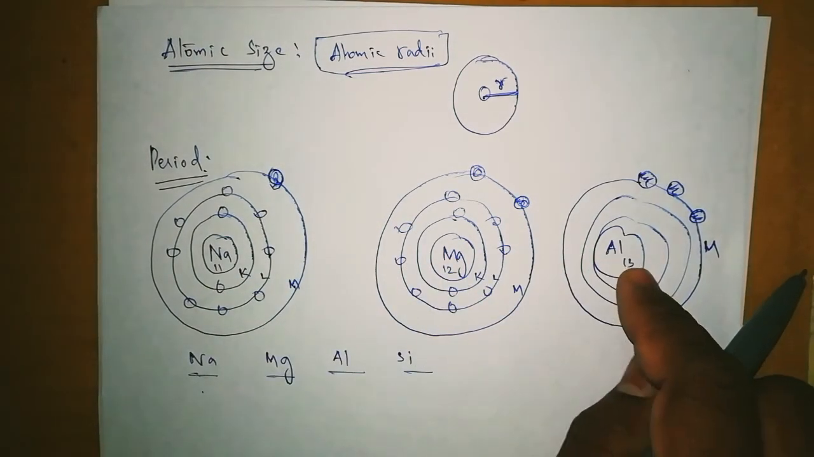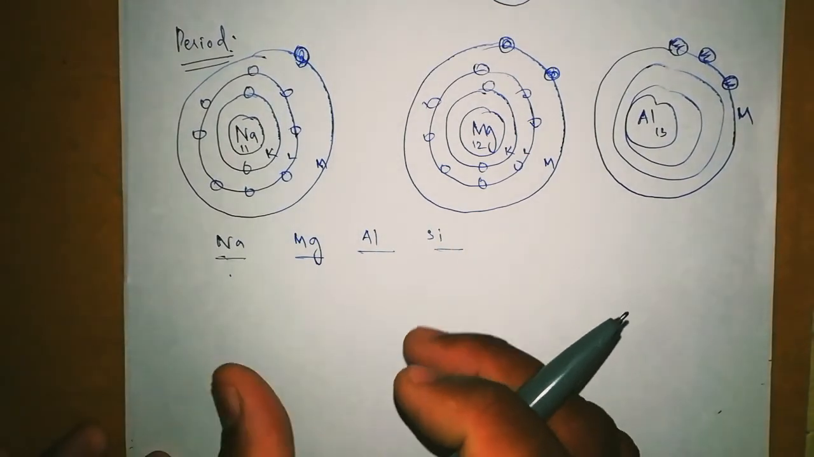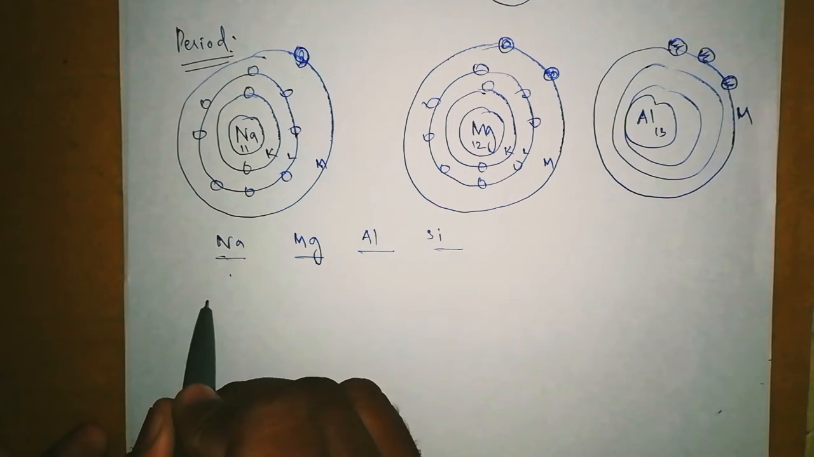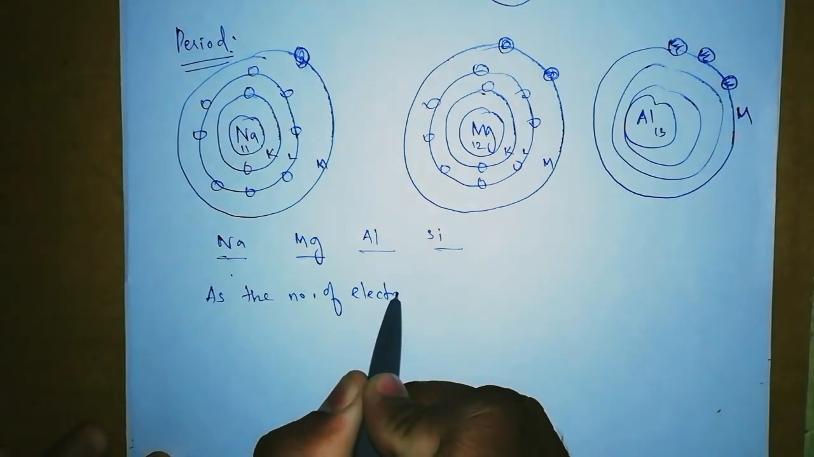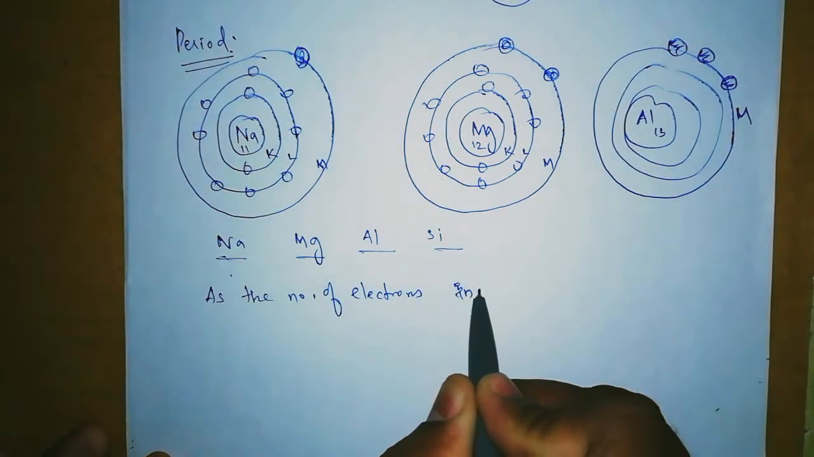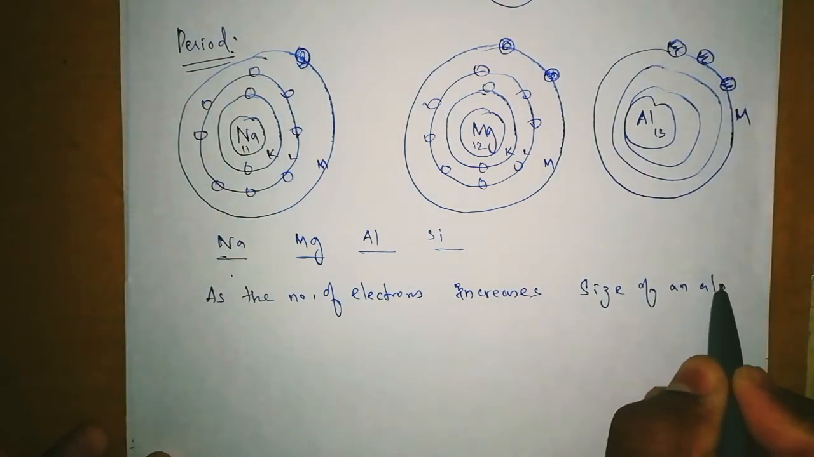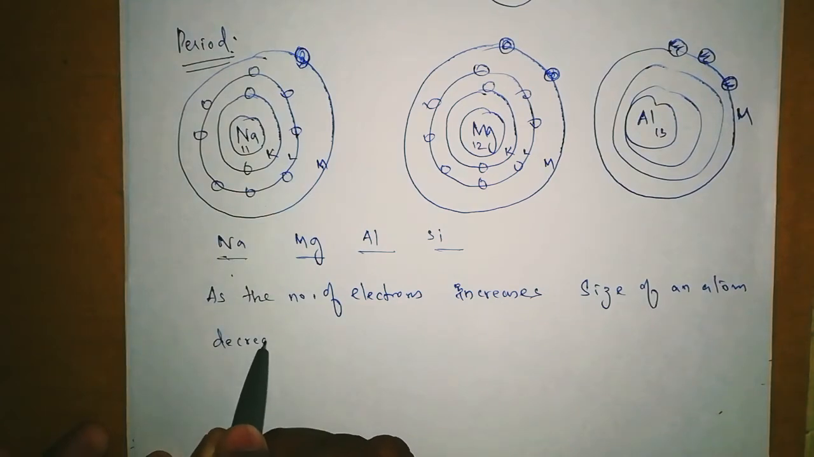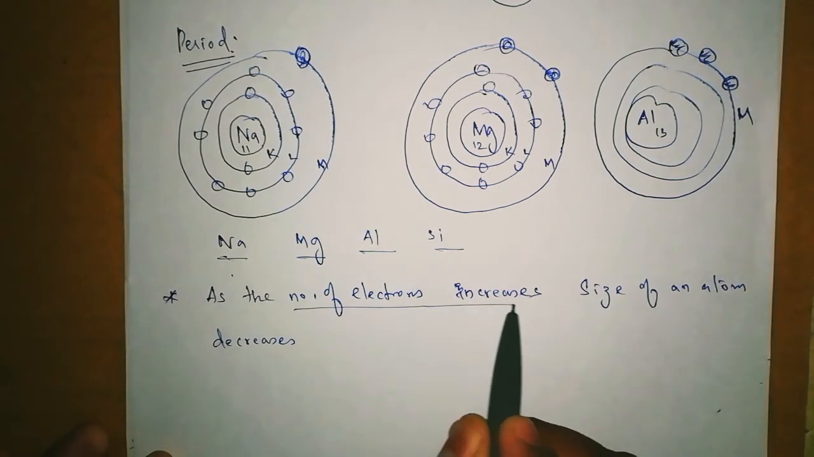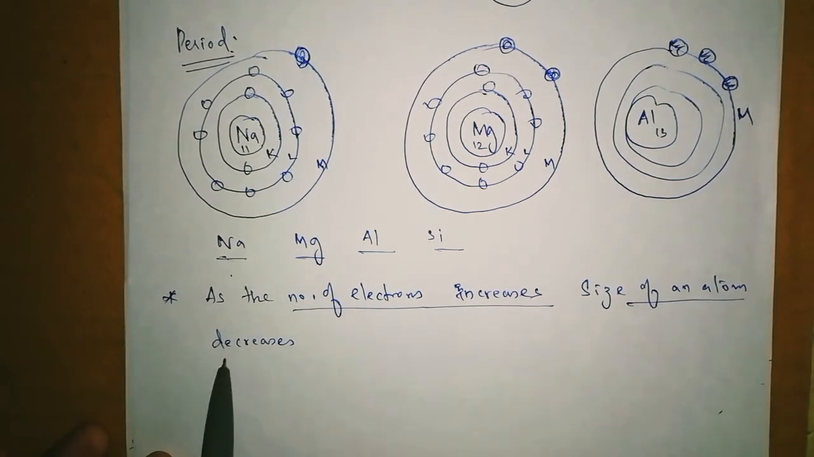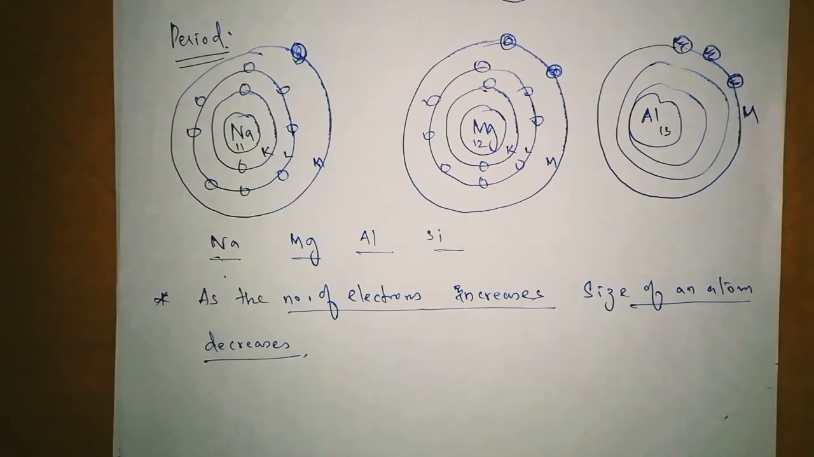See that? So how does the size look? The size, they started to decrease. I can write it here: as the number of electrons increases, size of an atom decreases. It's very, very important. Very, very, very important. So as the number of electrons increase होता है तो size of the atom automatically decrease हो जाएगा. Why does it need to decrease?